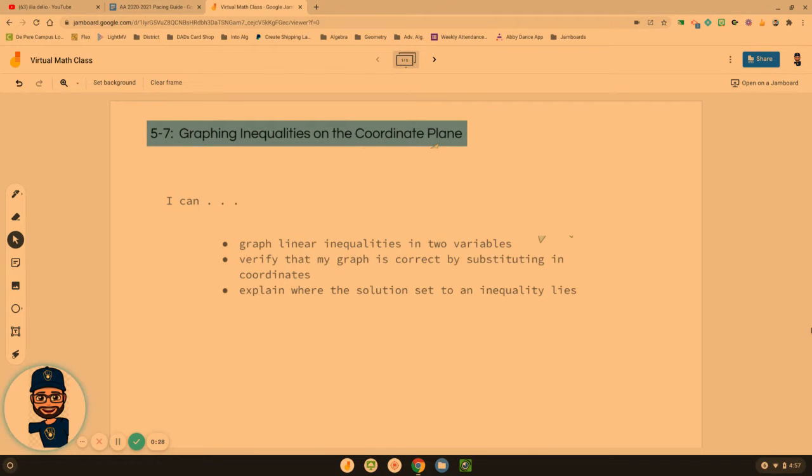How can we verify that the graph is correct? By maybe substituting in a possible solution. And how do we explain where the solution set in the inequality lies? That deals with something called shading. So by the end of this video and by the end of our lesson today and tomorrow, we should be able to understand those key concepts.